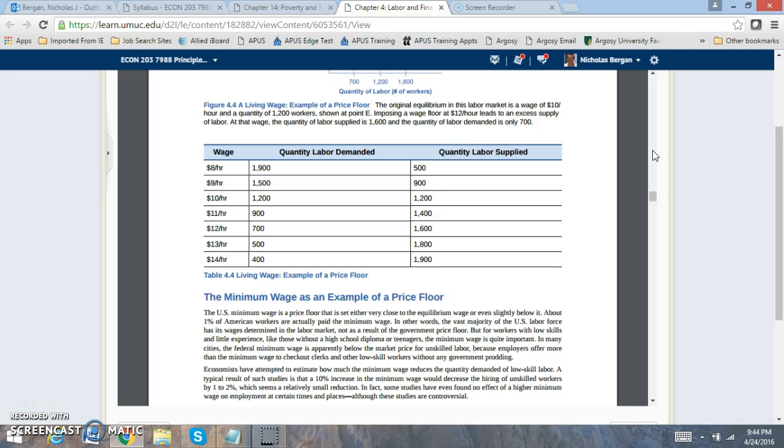So these are some of the concepts that we're going to be looking at. Make sure to focus on the factors that will cause the changes in supply and demand. Focus on minimum wage. That's a great thing to put in for your paper as well. And if you have any additional questions, please let me know.